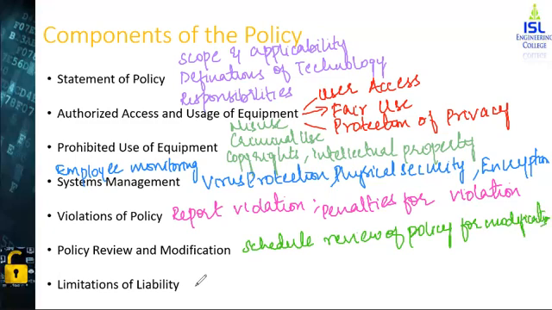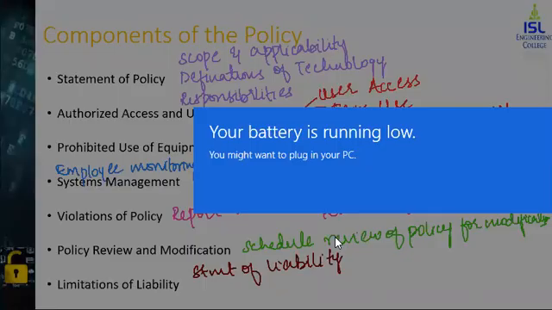Then the next one is the limitation of liability. So with this limitation of liability, you're going to have a statement of liability and any other statements if required. That is, if any individual is being caught conducting an illegal activity, that is your liability. So you're going to have a statement of liability here and any other restrictions.